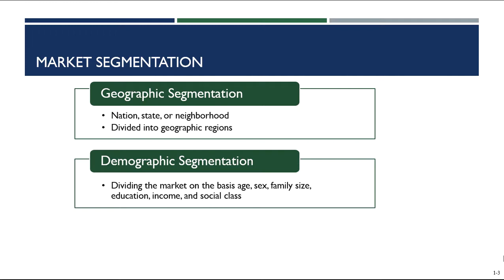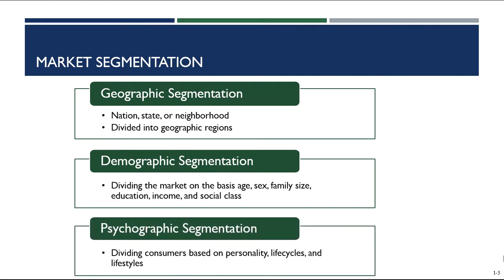Demographic segmentation is another way to divide up your market. This is when you divide the market based on demographics, such as age, sex, family size, education, income, or social class. So you can divide by any of those different demographics to set your market.